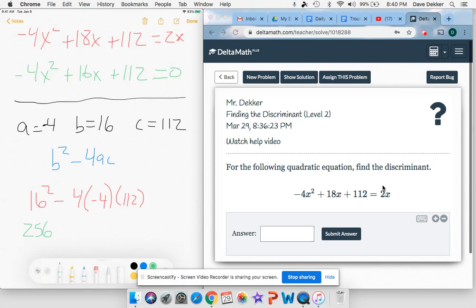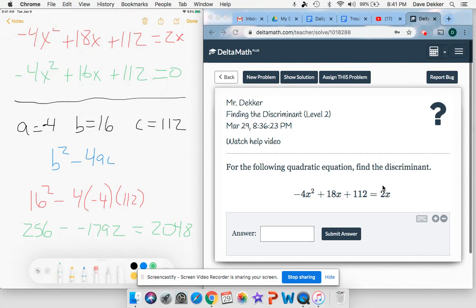Then I have 4 times negative 4 times 112. That gets me negative 1792. So minus a negative 1792, that's really plus 1792. So 256 plus 1792 gets me 2048. So that should be my answer.